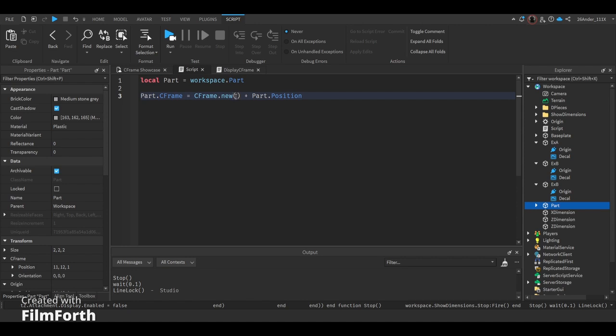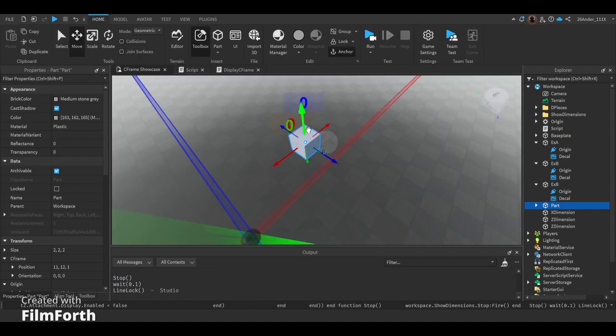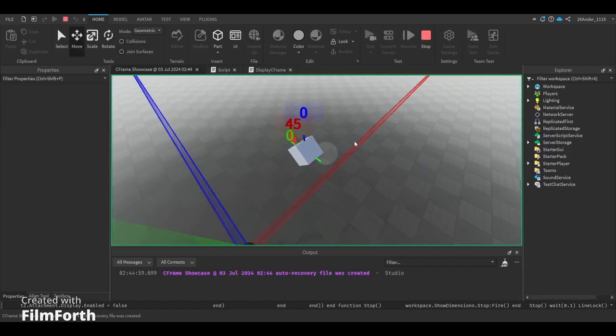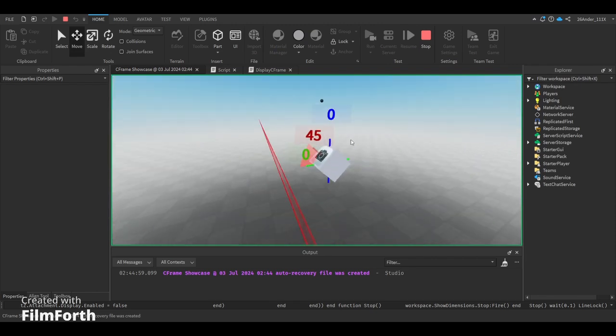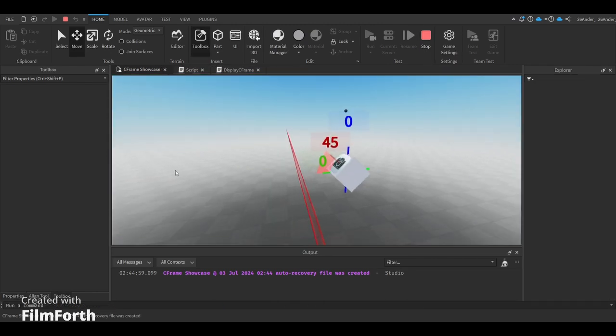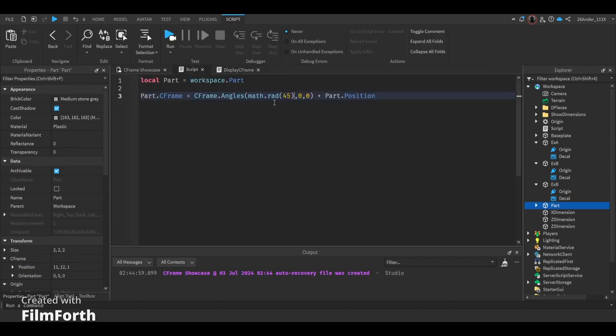So now that that's done, I'm gonna do CFrame.Angles since this is how it works, and let's just set the orientation to 45 degrees on the x-axis. Play. It will move the x-axis 45 degrees up. Now, what I did here is math.rad. CFrame.Angles takes radians as a measurement.